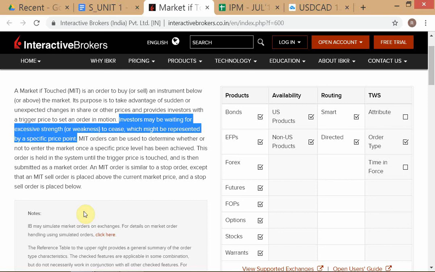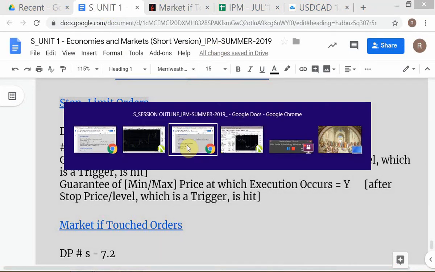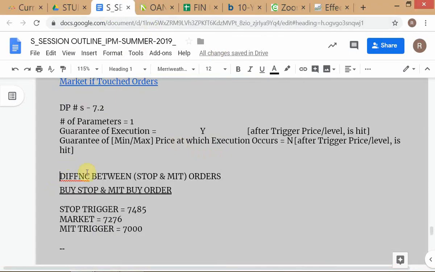You have the link already, so you can just read this. This is already there, and all the stuff I'm writing now is in your notes actually. I'm writing it in the notes available to you. So we are covering market if touched orders.